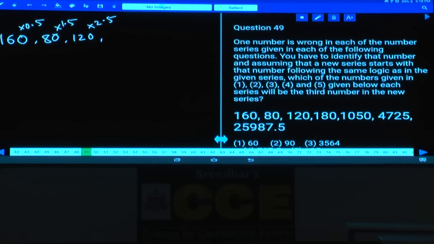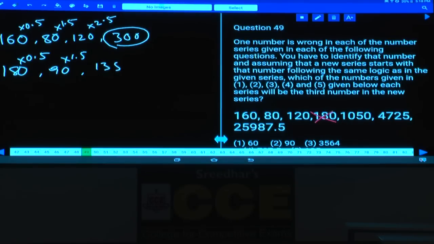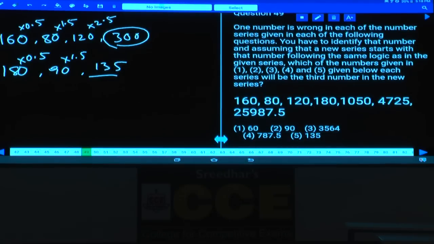300. But what is given here? 180. Hence what is the wrong number? 180. Starting with 180. 180 into 0.5, 90. 90 into 1.5, how much? 135. Is it there in the choice or not? 135, choice 5 is the answer.